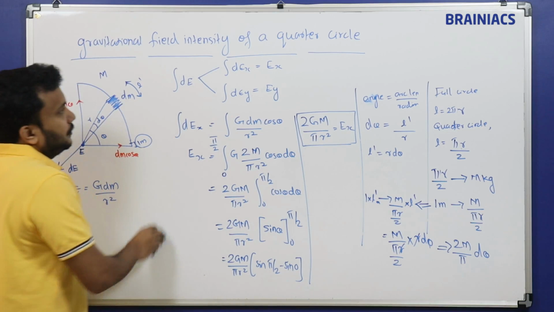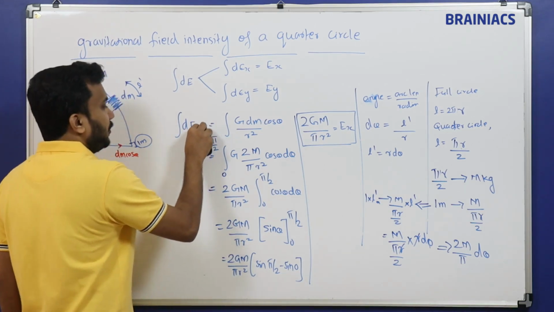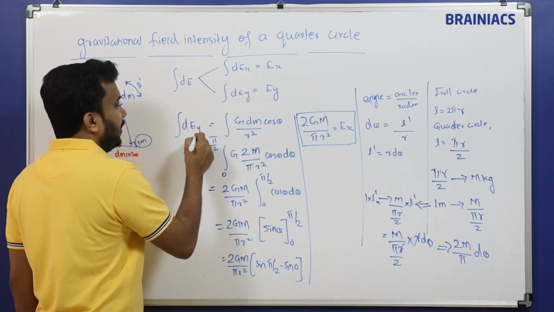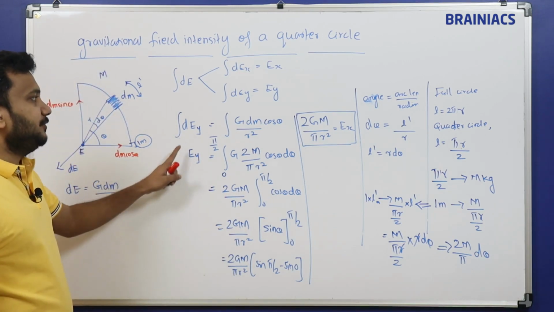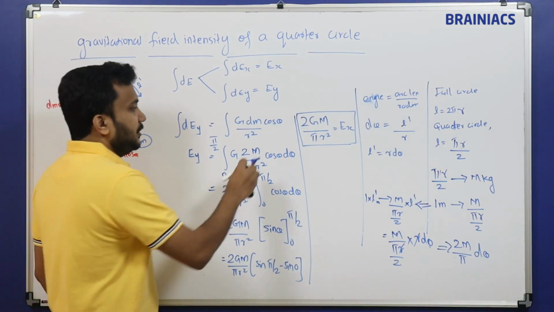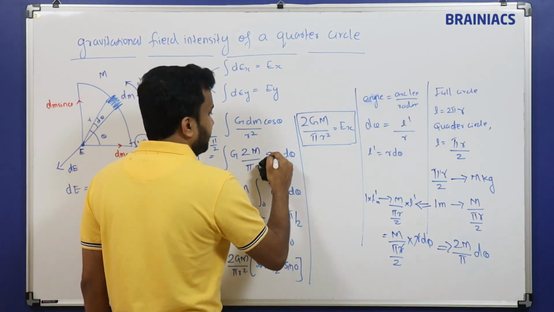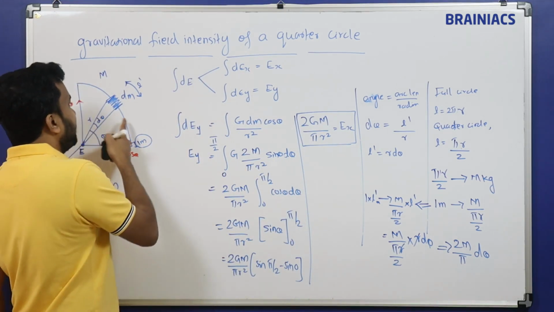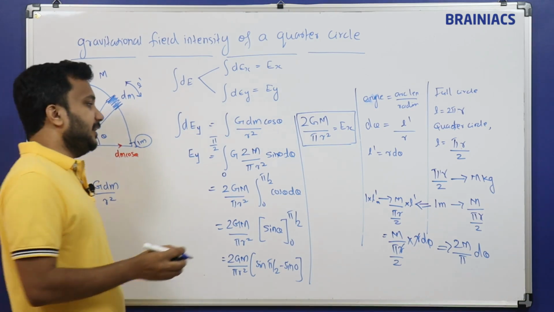Similarly, instead of dEx, we are going to do dEy, the gravitational field in the y direction. So instead of cos theta, sin theta will be here. Only this change will be there. Again the integration limit is 0 to pi by 2, 90 degrees.